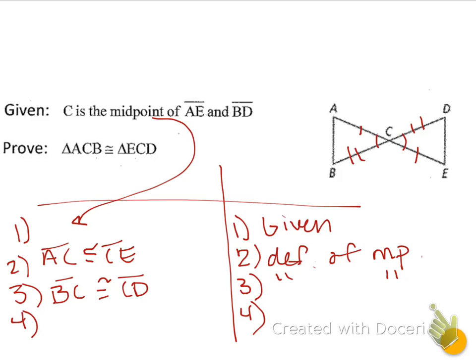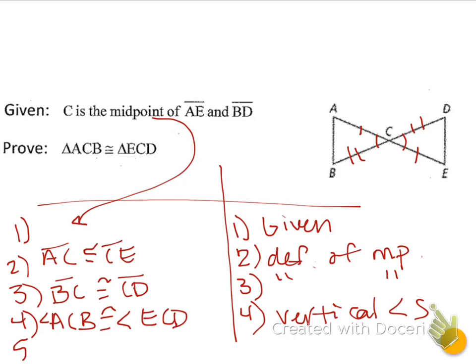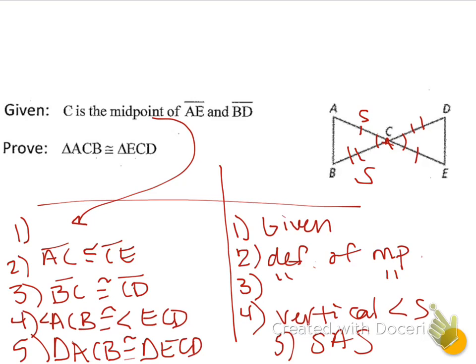4, we have some vertical angles. Okay, so I'm going to be specific on which angles I'm talking about. So angle ACB, C has to be in the middle because it's my vertex, is congruent to angle ECD by vertical angles, because vertical angles are always congruent. Okay, so now I can say we have a side, an angle, and a side written in order. So SAS, okay, because we have 3 sets of things that are congruent, I can automatically say my triangles are congruent. So triangle ACB is congruent to triangle ECD by side, angle, side.